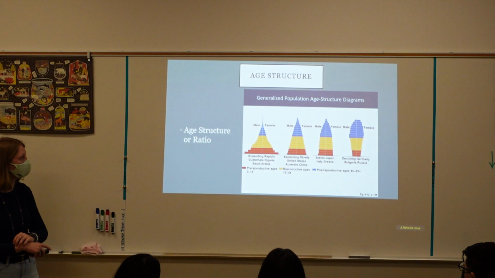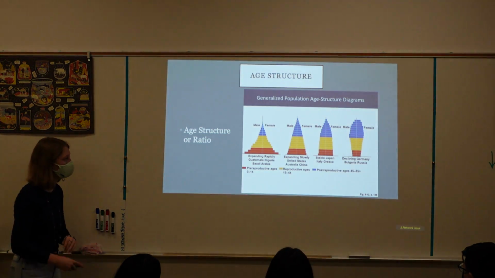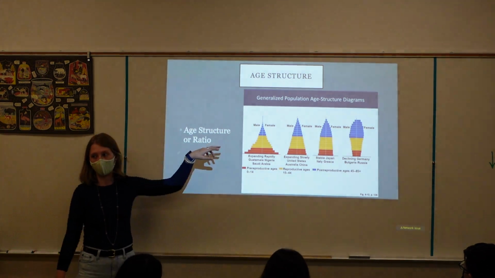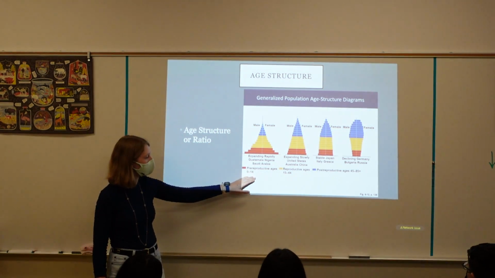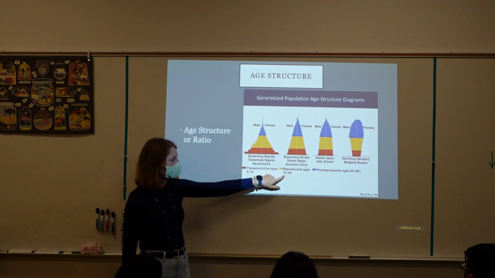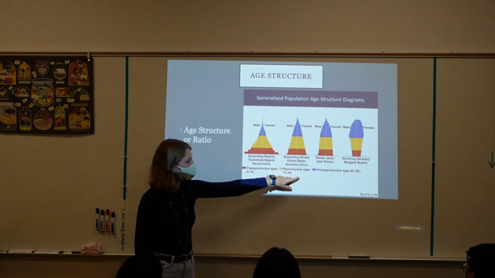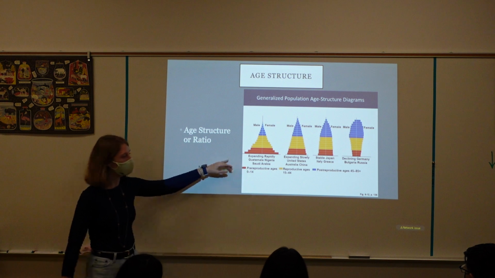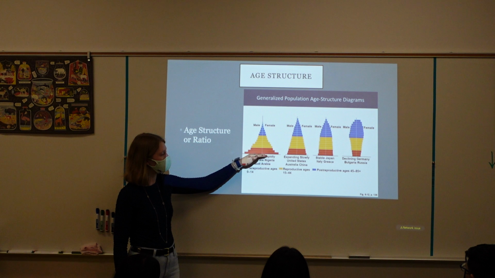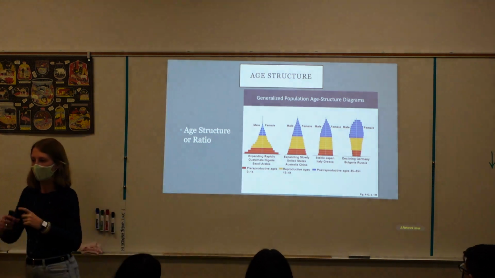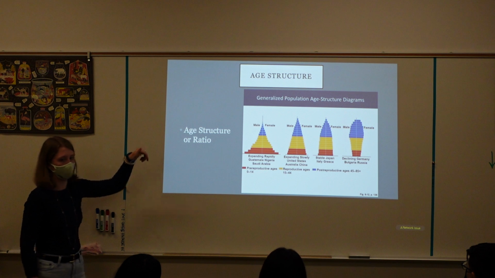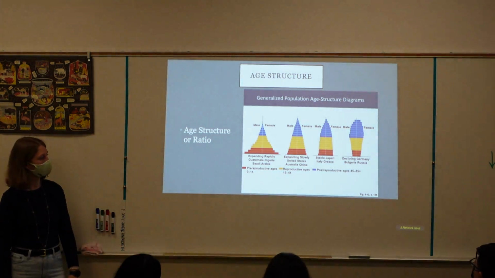And we have one last thing, and that's our age structure or ratio. This is demonstrating different age groups within a population. Our red is pre-reproductive ages of 0 to 14. And then we have our reproductive ages of 15 to 44. And then our post-reproductive ages from 45 to 80. As you can see, there's 3 different colors, and each block is roughly 5 years. So you go from 0 to 5, 5 to 10, and then 10 to 14, roughly.